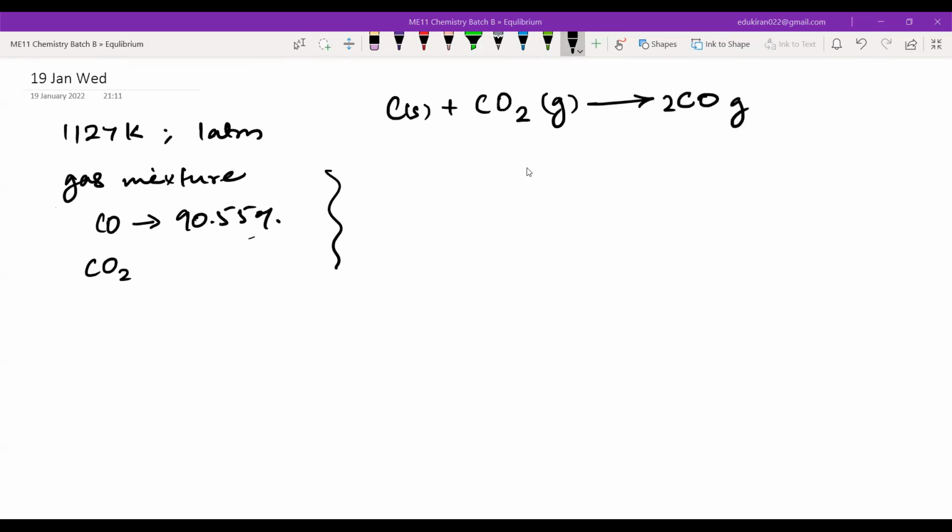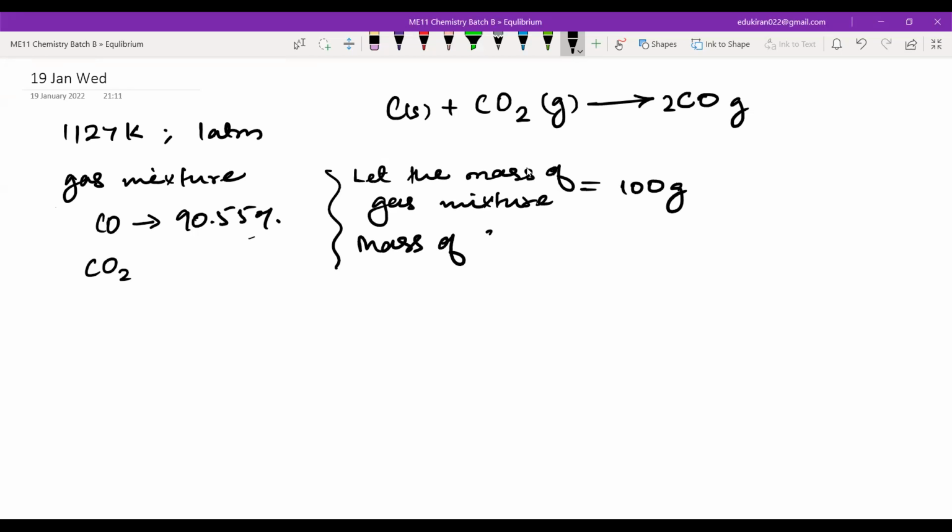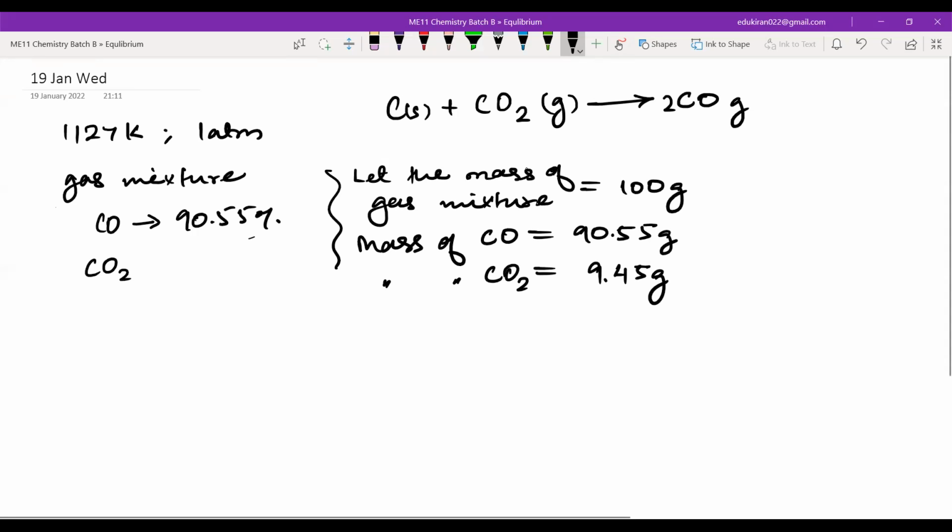Okay. Now, in this question, you have to start with the gas mixture. So we will say let the mass of gas mixture be 100 grams. Okay. Now from here, the mass of carbon monoxide will be equal to 90.55 grams, and the mass of carbon dioxide will be equal to 9.45 grams. Okay. Till here, any doubt, Mariam? You tell me.